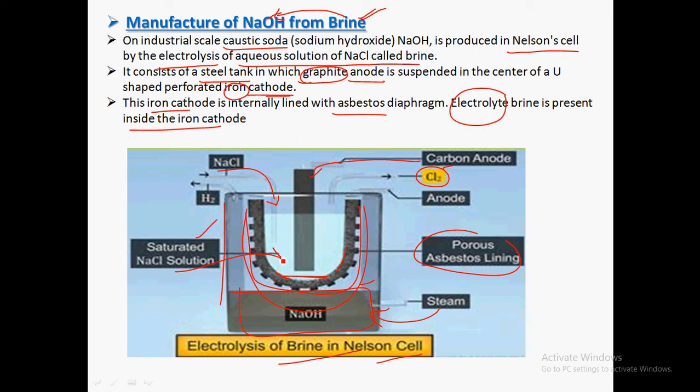When you add the sodium chloride, along with water, it changes to sodium chloride solution. When you connect the anode and cathode to the electricity and pass the current, the sodium chloride divides. Chlorine goes out, and the sodium reacts with the OH from the water, and it goes to the bottom through the pores. The sodium hydroxide goes to the bottom, and from here it is collected out.